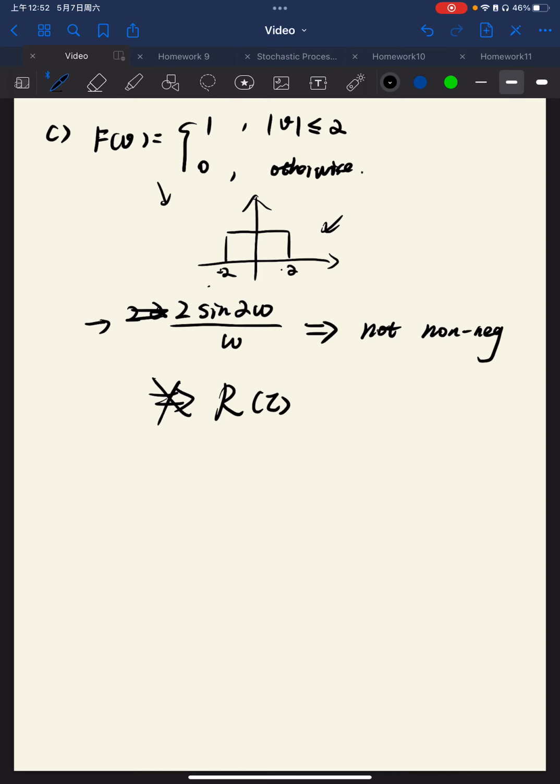But when we see that the whole part is larger than 0 because of this definition we define here, it actually can represent the power spectrum, since it is non-negative.